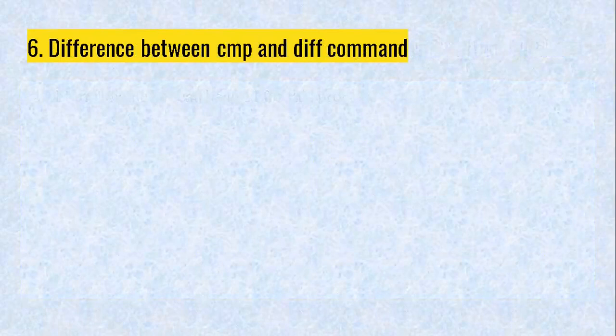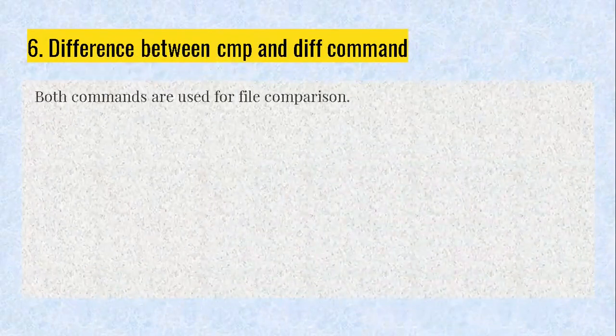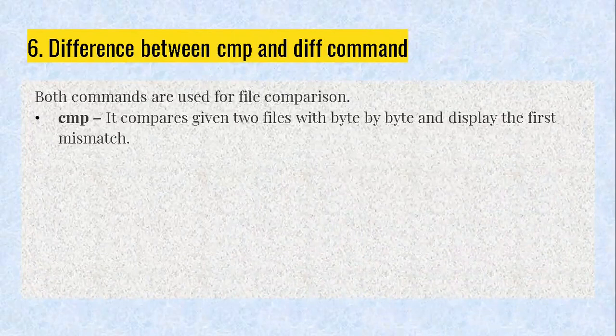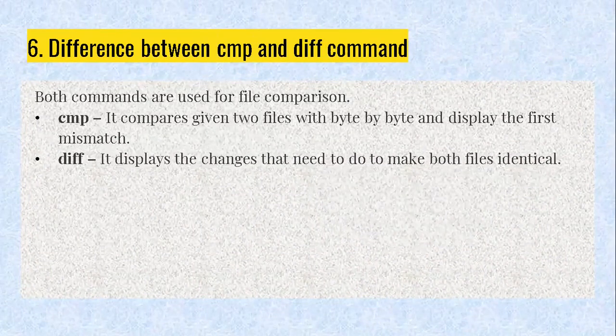Difference between the cmp and diff commands. This is a most commonly asked question that interviewers usually ask. What is the difference between cmp and diff? cmp compares the data byte by byte. If two files are compared, cmp compares the data byte by byte and displays the first mismatch. The diff command displays the changes that would make both files identical. So diff suggests the changes to us.